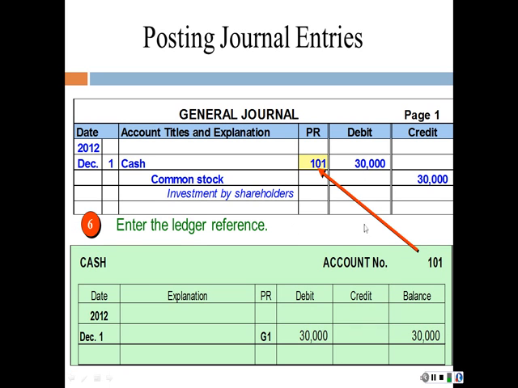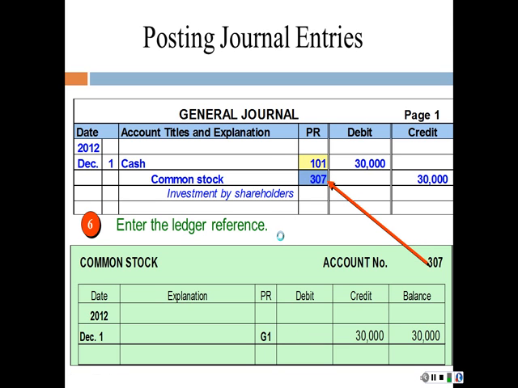Now, since we have finished the posting to the cash account, the post reference column in the journal will contain the account number of the account where we posted that entry to. So account number 101 relates to the cash account, and so in the post reference column of the general journal, we record the account number where we posted this journal entry.